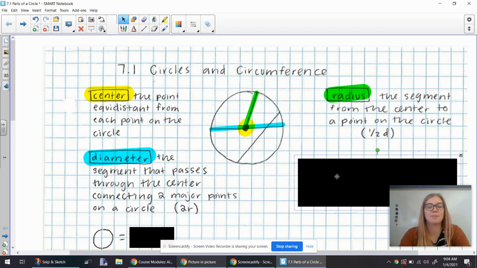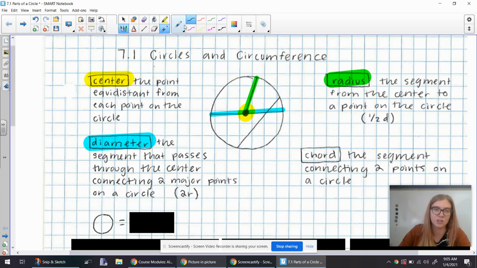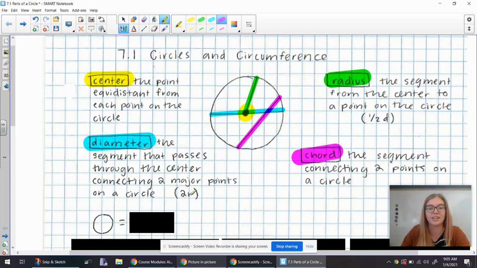Last but not least, and this might be a word you're not as familiar with, we have a chord. A chord is a segment that connects 2 points on the circle, but it does not necessarily need to go through the center. So a chord can go through any 2 points on the circle as long as they are connected.